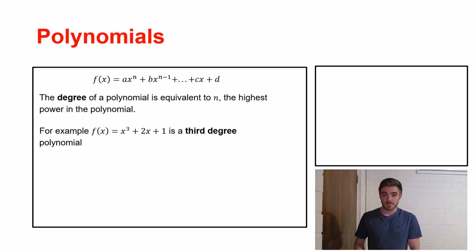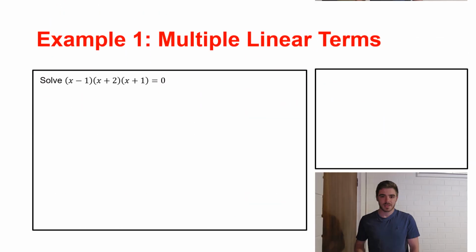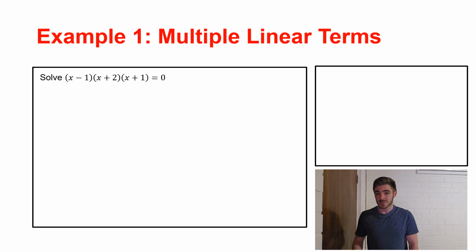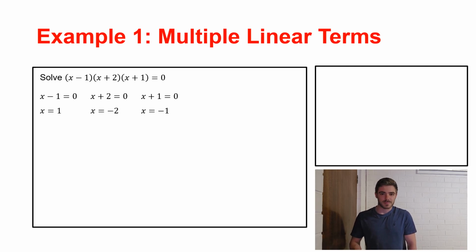When it comes to solving polynomials, we usually rely on factorization and null factor law. Let's look at a few examples. This example here is null factor law at its core. It works exactly the same as quadratics. You've got 3 terms that multiply together to equal 0. So you just go term by term, equate each of them to 0, and solve them individually.